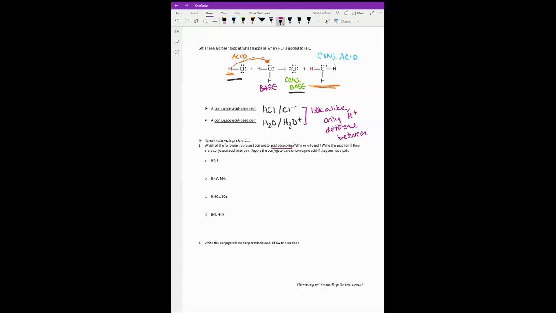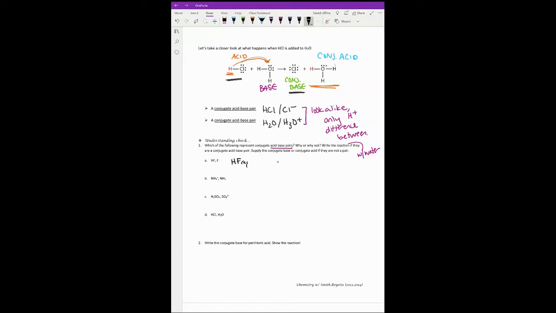Below is an understanding check. First, you need to determine whether or not they are conjugate acid-base pairs. If they are, then you need to write the reaction with water. And if not, you need to supply what they actually are. So write a reaction with water. So the easy thing to do is to take the acid and just react it with water and see what happens.